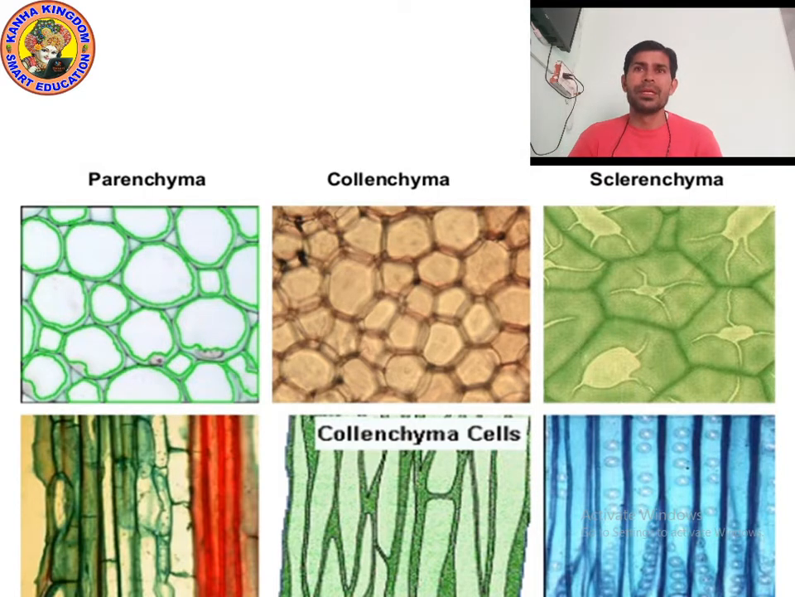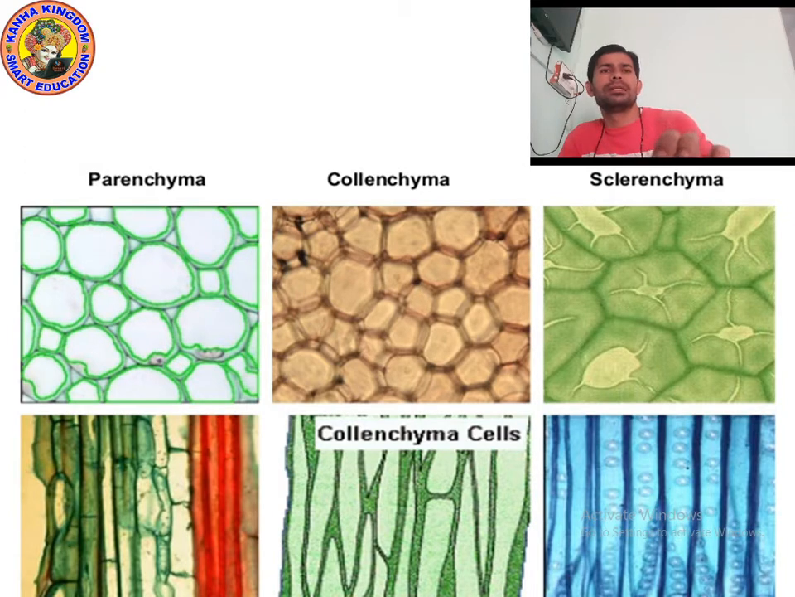Apical meristematic tissues are present at the tip of the stem and root, and they help in the growth of the stem and root. Lateral meristematic tissues are present at the side of the stem and root. They help to increase the girth of the stems and roots. And intercalary meristematic tissues are present at the base of leaves and internodes and help in the growth of those parts. We also studied about the permanent tissue.